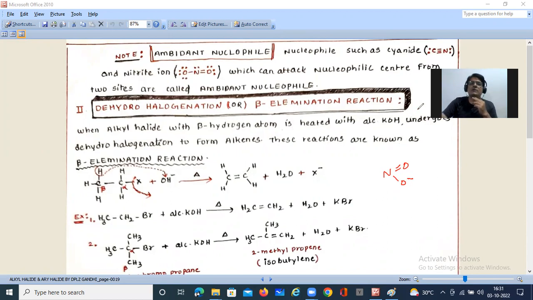So the ambident nucleophile means the nucleophile which can attack the electrophilic center from both sides. See, here the chances are there to attack through nitrogen as well as oxygen. So both sides can attack. Suppose the oxygen attacks the electrophilic center, then we write it like O-N-O. That type of nucleophile is known as an ambident nucleophile. Now let us start the second part of alkyl halide.